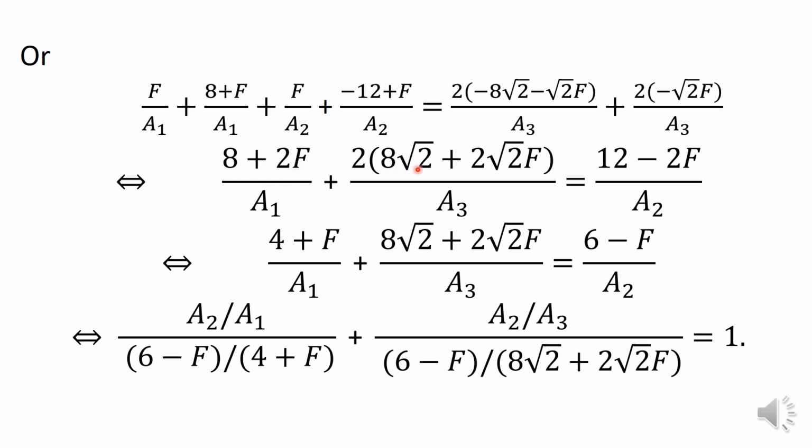You divide across by 2, it comes down to this. And here we multiply by A2 over 6 minus F on both sides. So it comes to this form: A2 over A1 over this denominator plus A2 over A3 over this denominator equal to 1. So notice here we have the ratio of these 2 areas and the ratio of these 2 areas. The denominator is in terms of F.